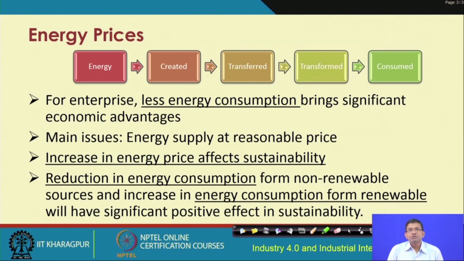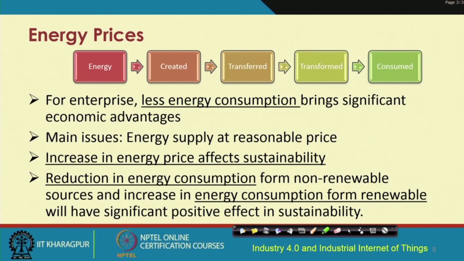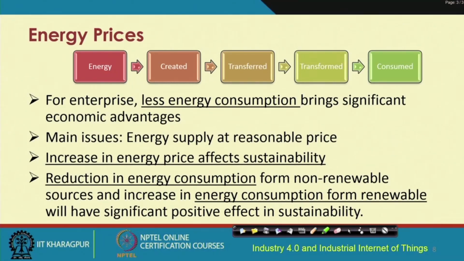Basically the energy has to be first created, then transformed into a different form, and then consumed. For instance, electricity gets generated in the generating power plant, then it is transferred through different grids and transmission lines, from the generating station to the electricity substations and different other points. Then, before consumption, it is transformed. One form of energy is transformed to another form of energy. In our example, electricity is transformed.